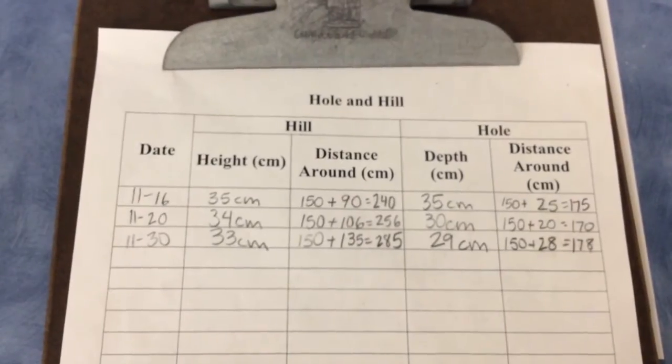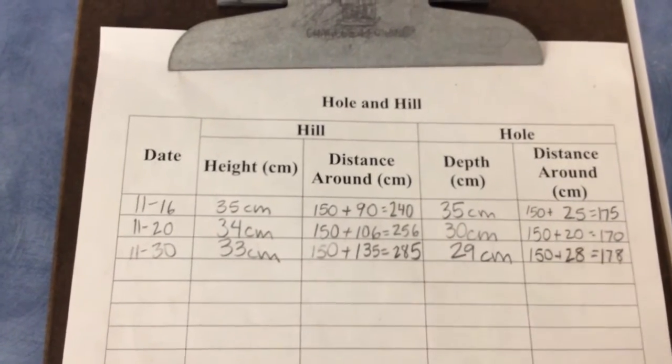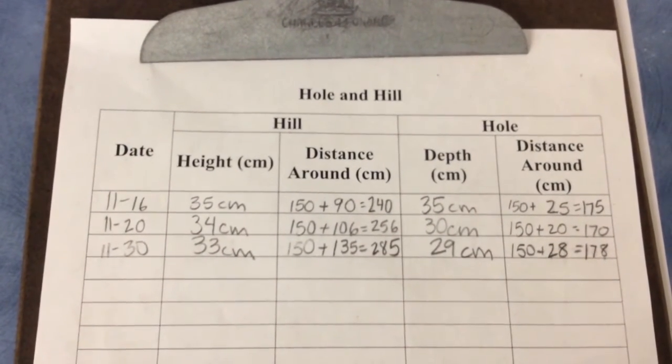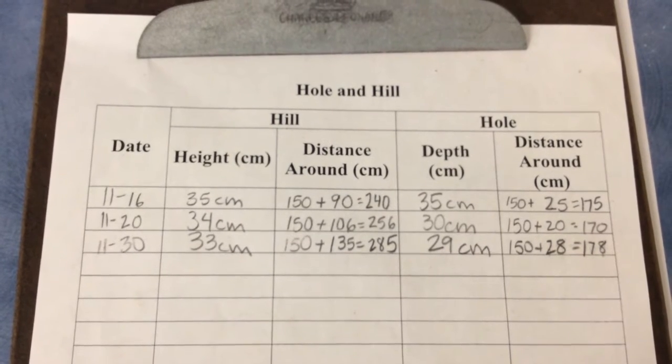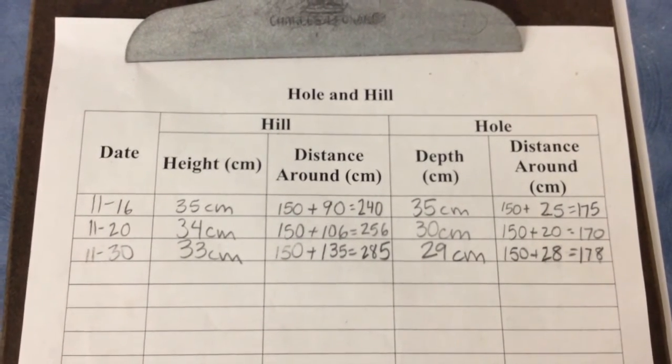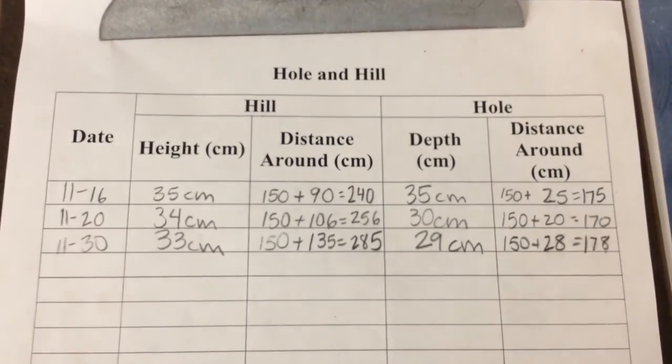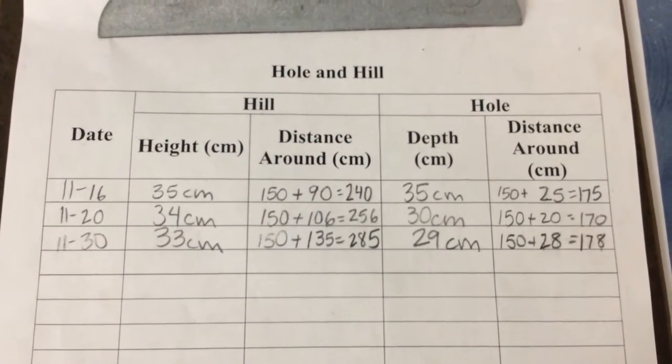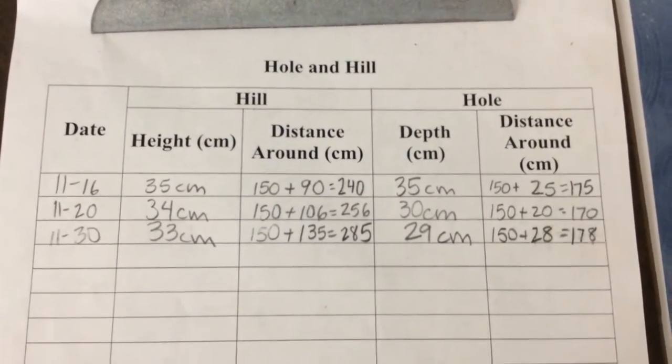On November 30th, the height of the hill was 33 centimeters. The distance around it was 285 centimeters. The hole was 29 centimeters deep, and the distance around was 178 centimeters.